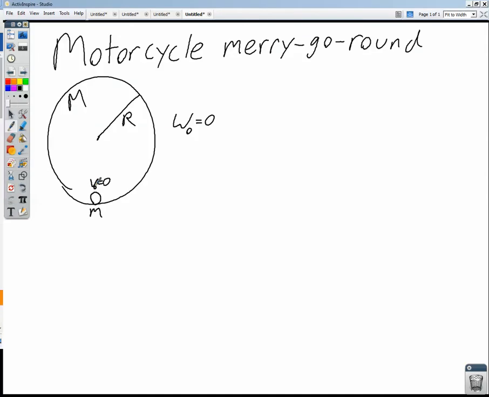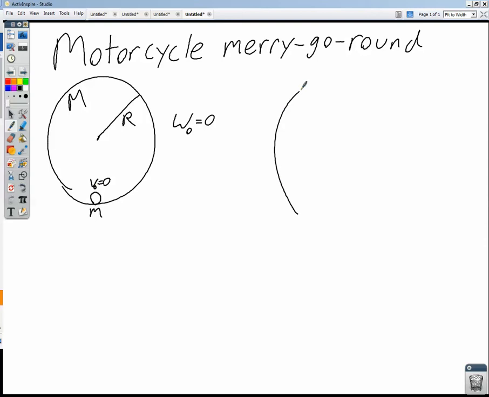Okay, you asked for it. Here it is, the motorcycle merry-go-round problem. So here we've got a gigantic merry-go-round of mass big M and radius r. We've got a motorcycle of mass little m and initial velocity 0. The whole system has an omega naught equal to 0. So that means that the initial angular momentum is equal to 0.